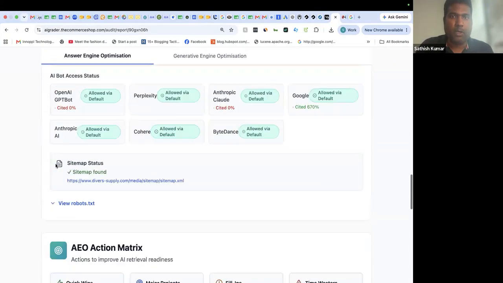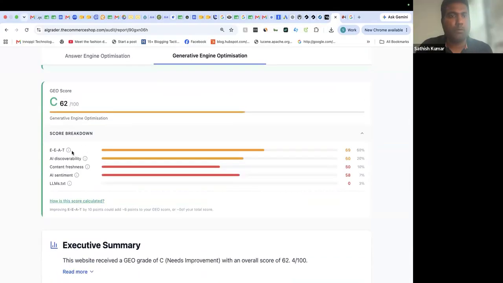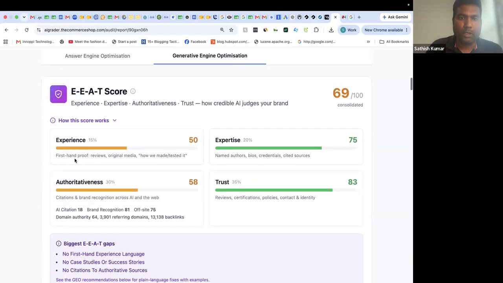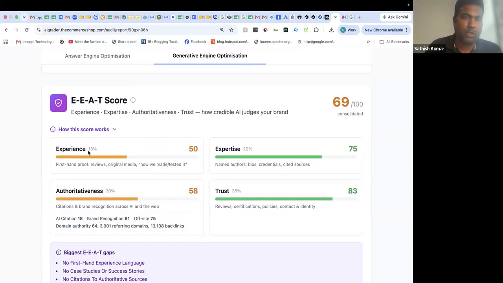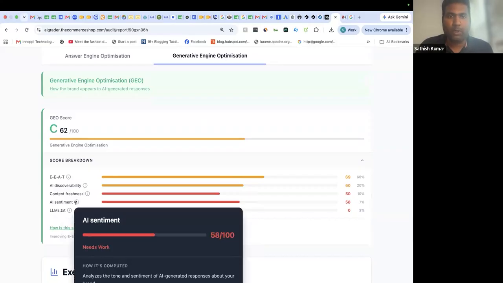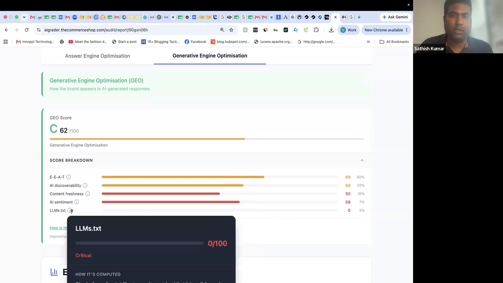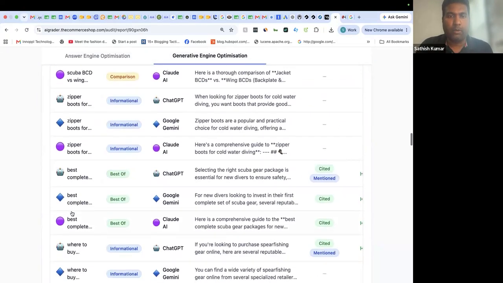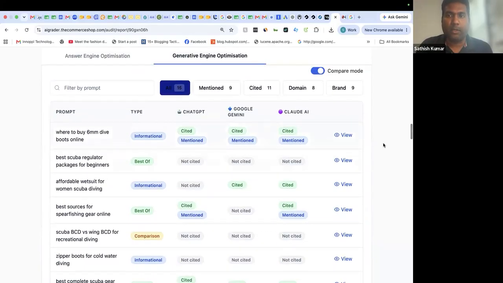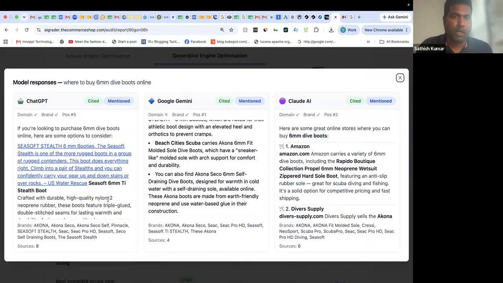And similarly, we look into your GE also, where we talk about your authority, experience, expertise and trust. Mostly, experience is missing out. So your EAT score, how your content is discoverable, what is your general brand sentiment across the site, how fresh your content is. All these things we calculate, and we try to improve those things. And this is again how your site is getting cited across various tools, whether recommendations are coming or not. All these things, it will look into it.